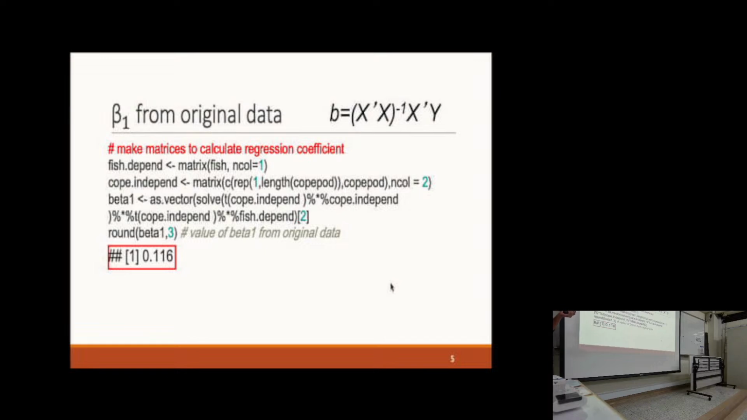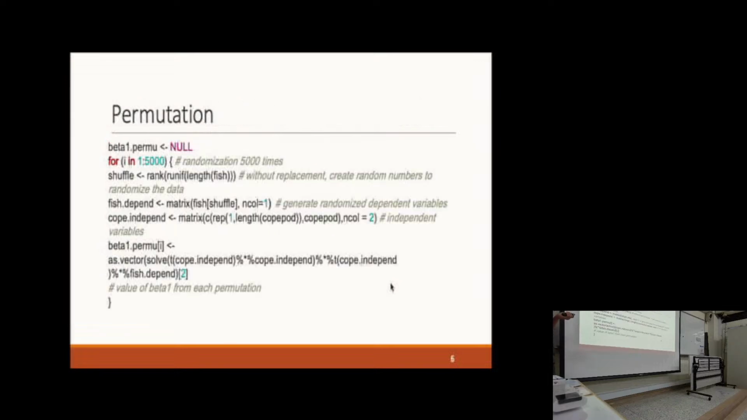I write the code using this formula to calculate it, and finally I get that beta 1 is 0.116. Then it's the permutation step. First, I use a for loop to run the permutation, and I run the randomization 5,000 times.